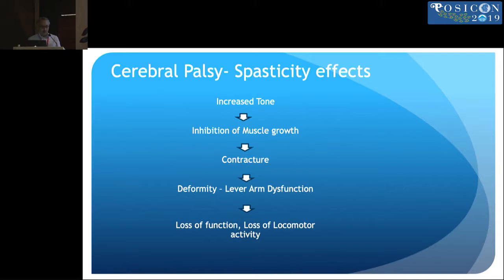And as we know, cerebral palsy has spastic effects, and that increases the tone. It causes inhibition of muscle growth, resulting in a contracture. Ultimately, there is a deformity and lever arm dysfunction, and loss of function and loss of motor activity.